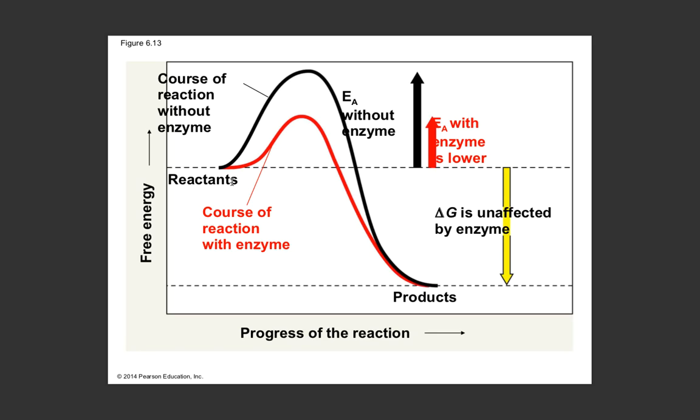Okay, so notice again, you start at the same energy state and you end at the same energy state. What's different is the energy of activation. So the black line is without the enzyme. You need a lot more activation energy built up before the reaction will actually proceed. Whereas with the enzyme, it's a lot less energy that is utilized because you have the addition of the enzyme.